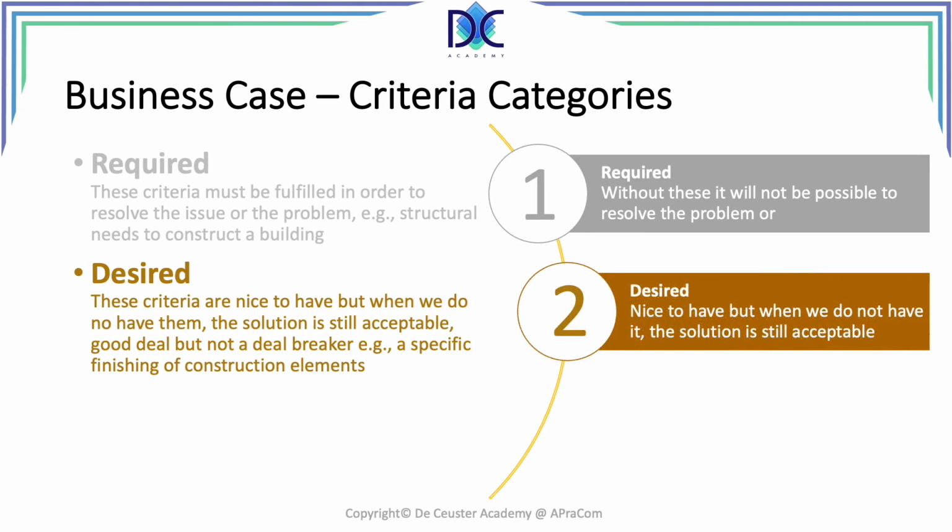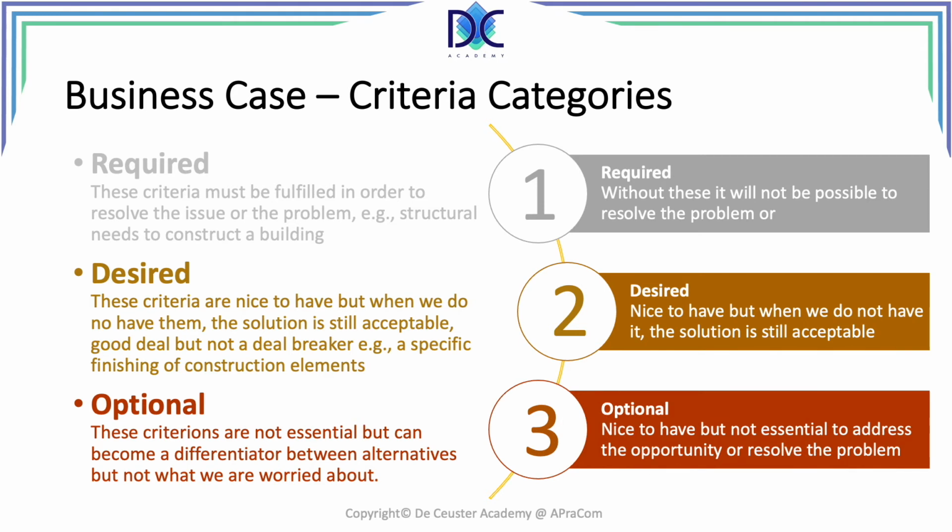We have the desired elements. It's nice to have, but when we do not have them, the solution is still acceptable. It's a good deal, but not a deal breaker. For example, a finishing of some construction elements. Optional elements are things that are not essential, but they can be a differentiator between alternatives, though not what we are worried about. So there may be some things that could be nice. We could have an open roof, but it's not really necessary. We can have some additional features, which could in some cases be a differentiator, but they're not necessary to have a successful project.